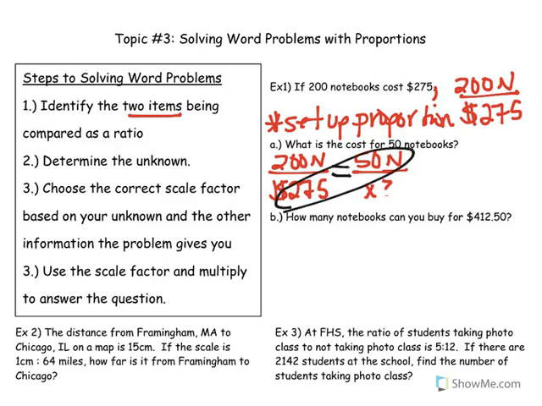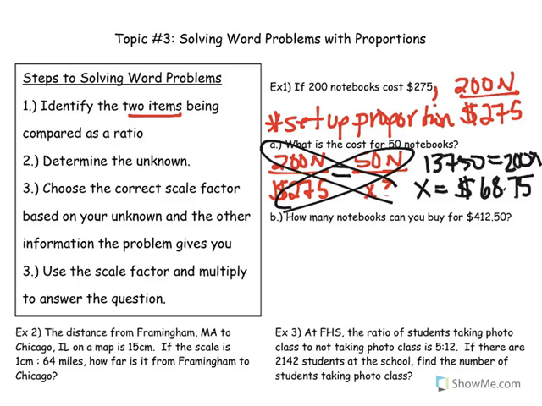I can do 275 times 50. That's 13,750. That has to equal 200x. Divide by 200. And that means it will cost me $68.75 to buy that many notebooks. Okay? So rather than finding an icky scale factor that multiplies, I just use the cross product to solve, all right?